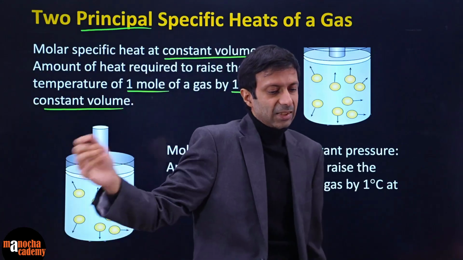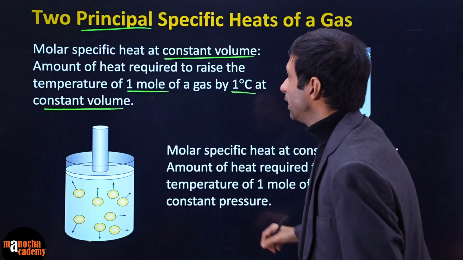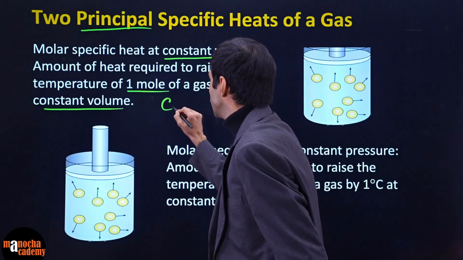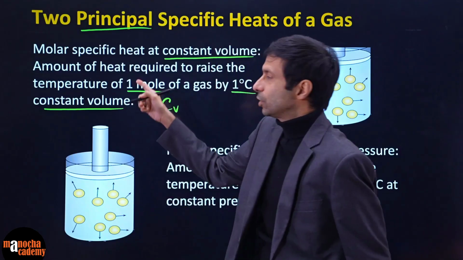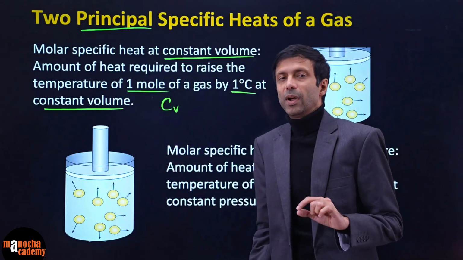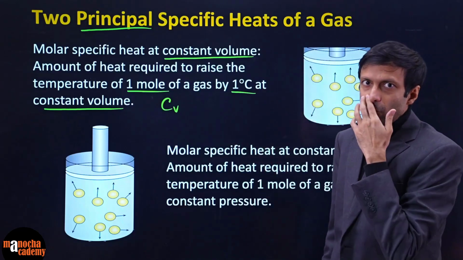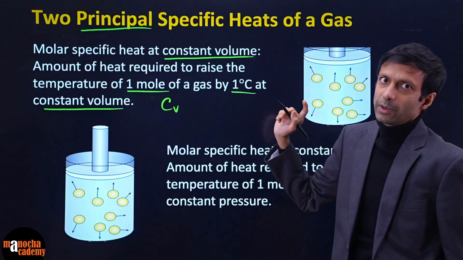Okay. And this thing is popularly denoted as capital CV. Why capital? Because it is for 1 mole, right? For 1 gram, we usually use small c. Capital C, we use, this is the typical convention for 1 mole, and this is how you denote it.